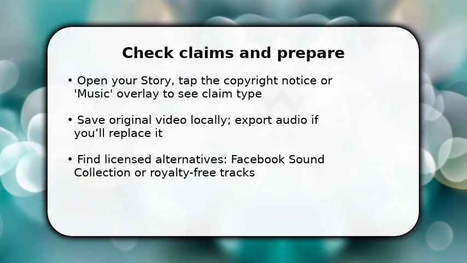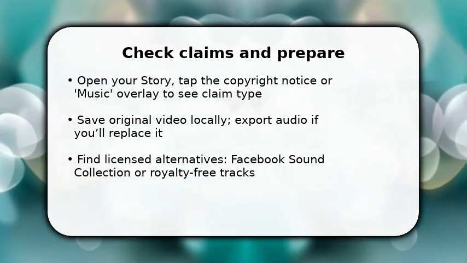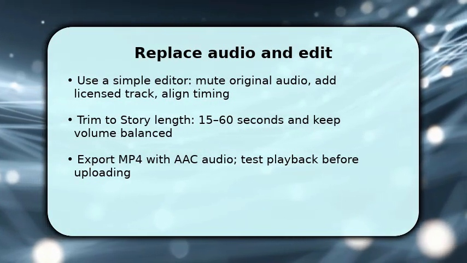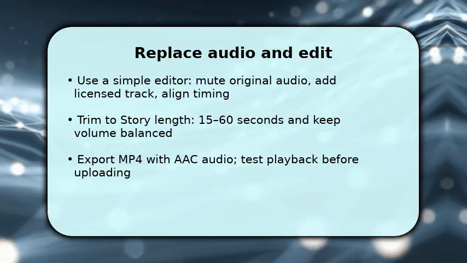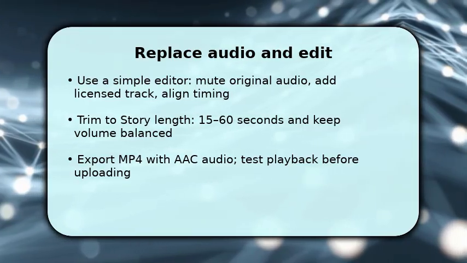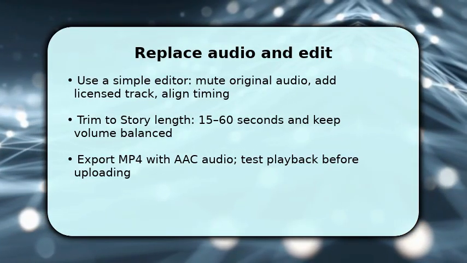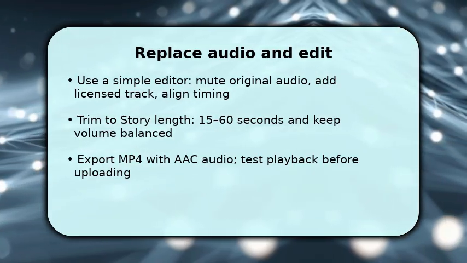You now replace the copyrighted audio with your licensed file using any mobile or desktop editor. Mute the original audio track, then import and align the new track to match cuts and key moments. Once done, trim the project to story length and normalize volume so speech isn't buried. Export as MP4 with AAC audio to preserve compatibility. After export, play the file on your device to confirm sync and quality.